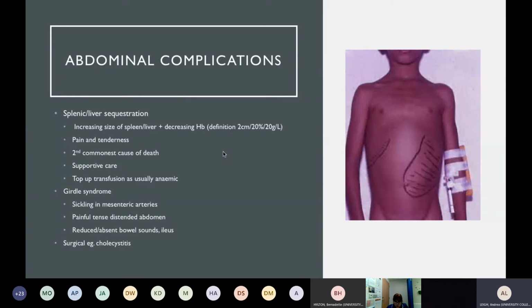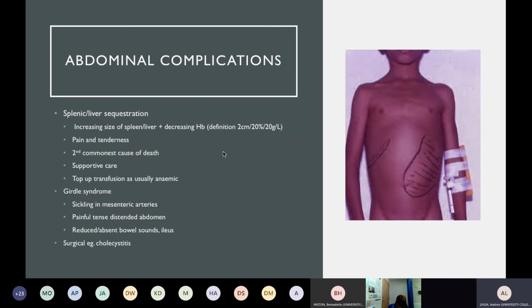Thinking about abdominal complications, as Bernard was alluding to, you can get sickling in the abdominal vessels, and you can have straightforward abdominal sickling if you like, but it can progress to this syndrome called the girdle syndrome, where you've got significant sickling in the mesenteric arteries. You get a very tense, distended abdomen, exquisitely tender and painful. You can infarct a lot of the bowel potentially. You get an ileus type picture, so reduced or absent bowel sounds, not passing wind, not opening bowels.